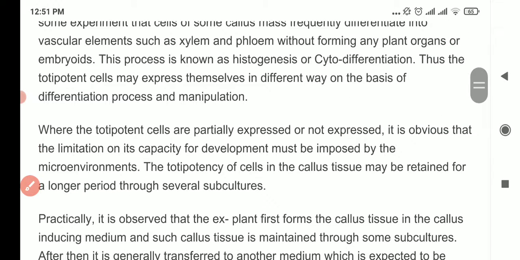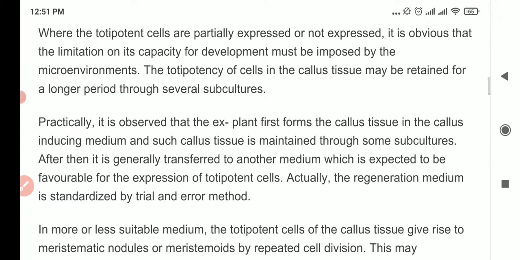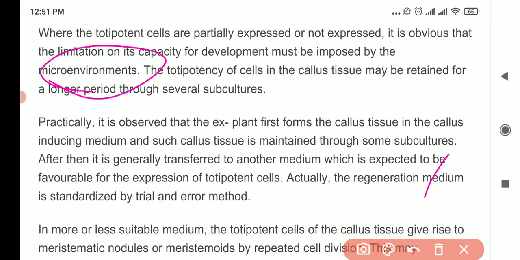So you can manipulate the cells to get what you want. You want an embryo or a tissue, or a plant or a callus, you can manipulate. How far these totipotent cells can behave depends on the microenvironment, meaning the environment inside the test tube.